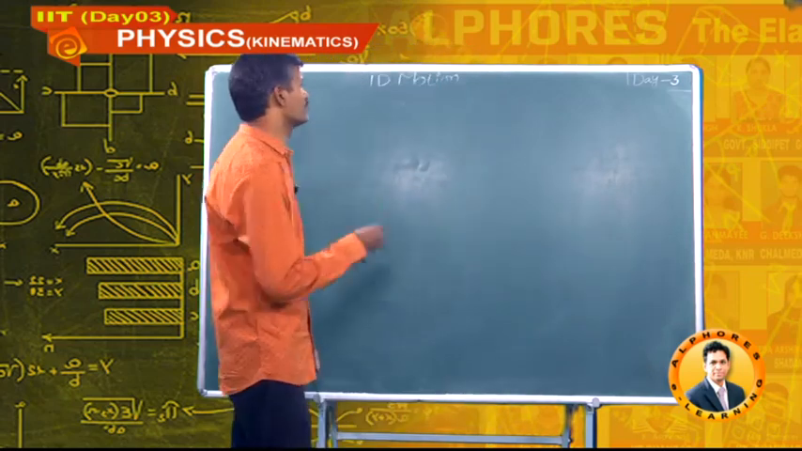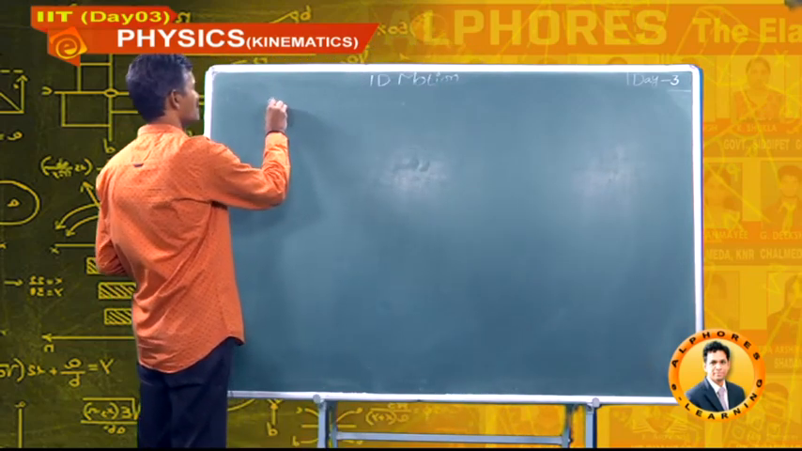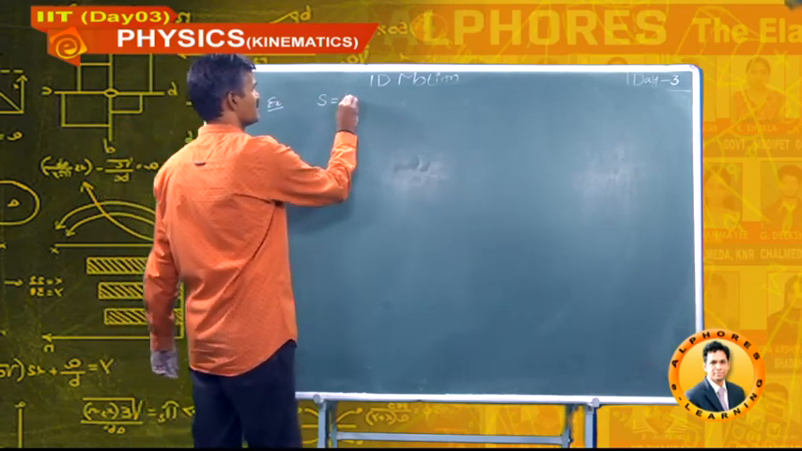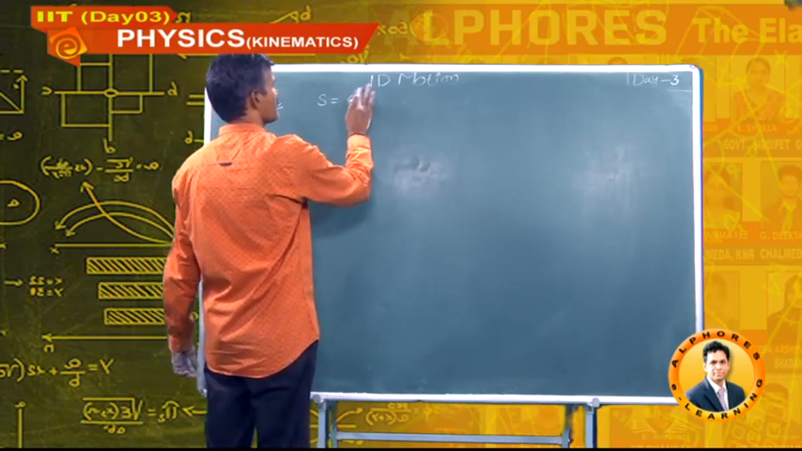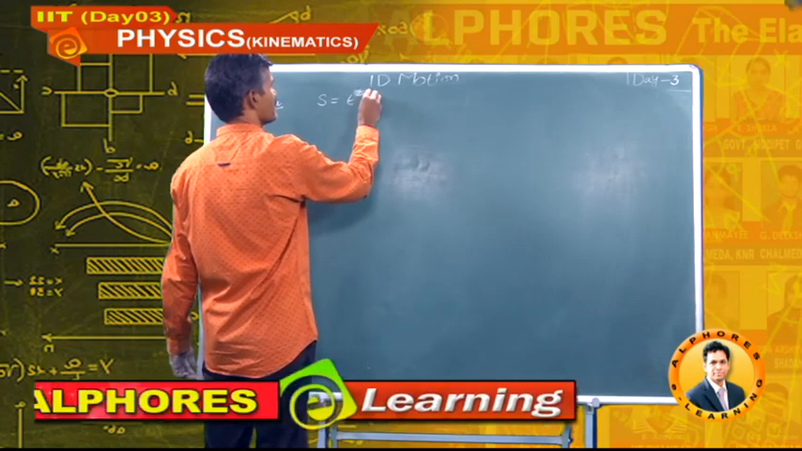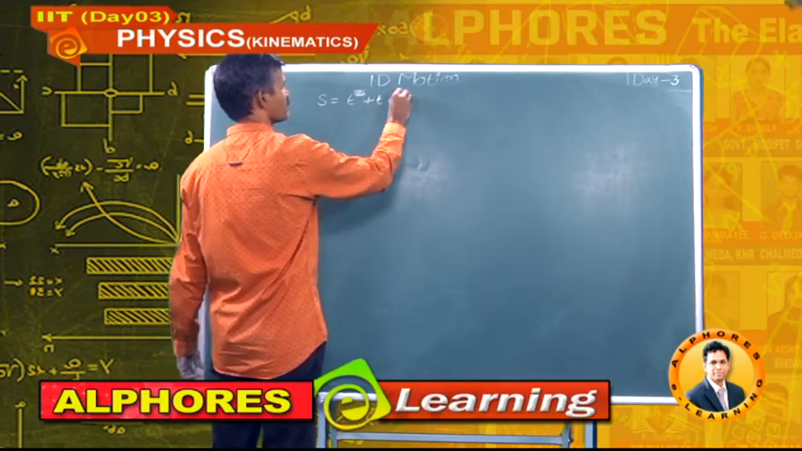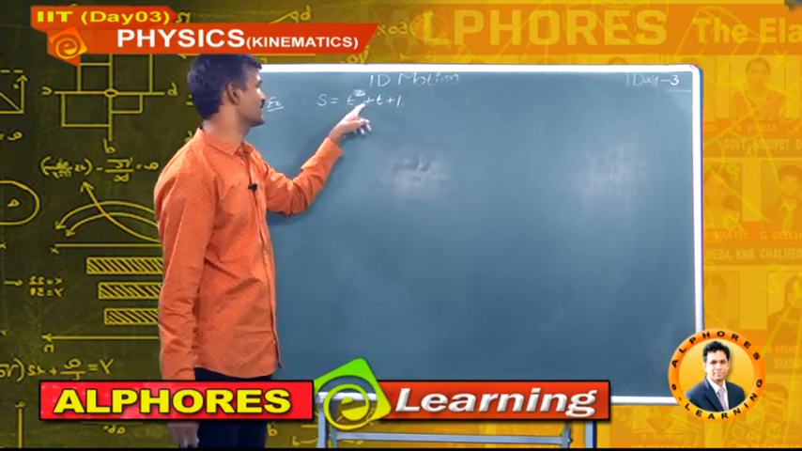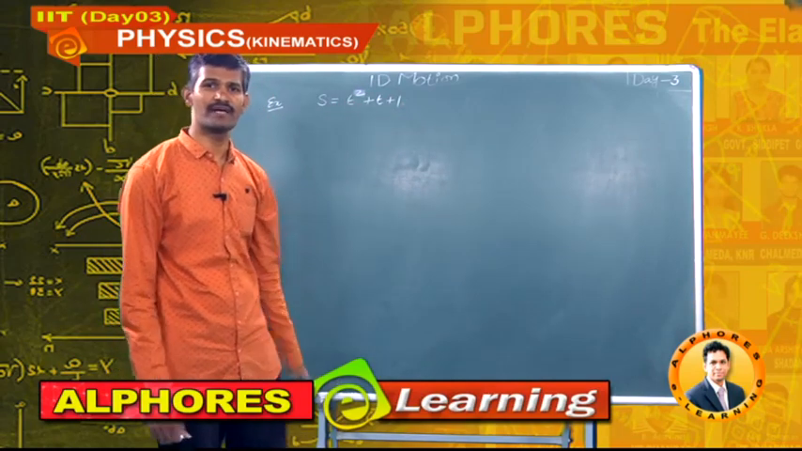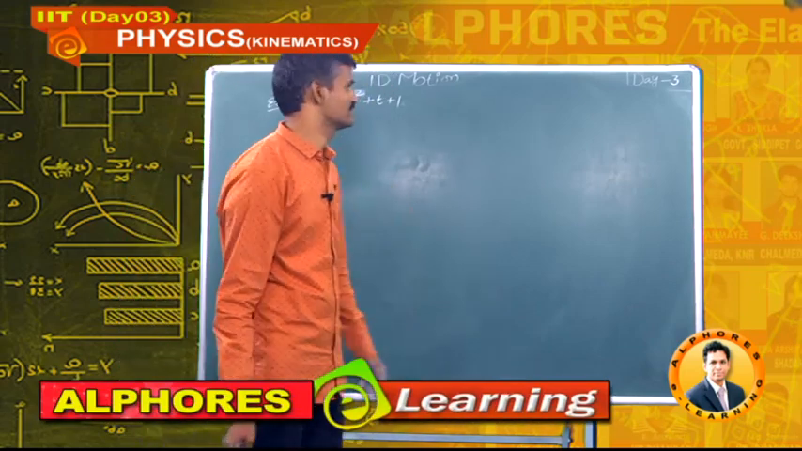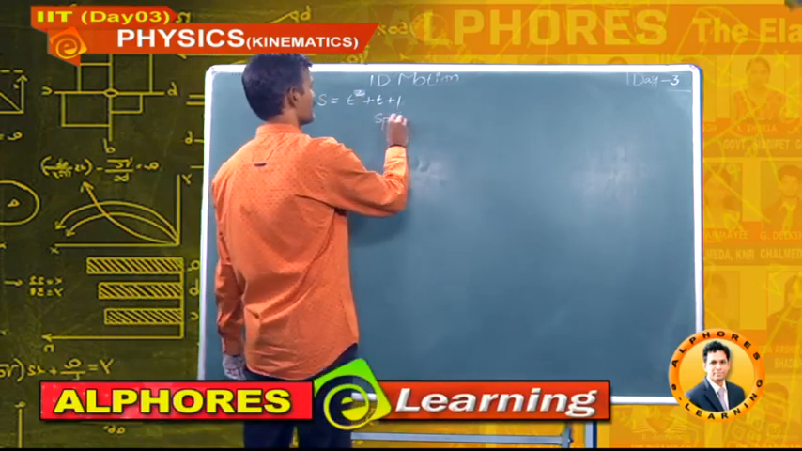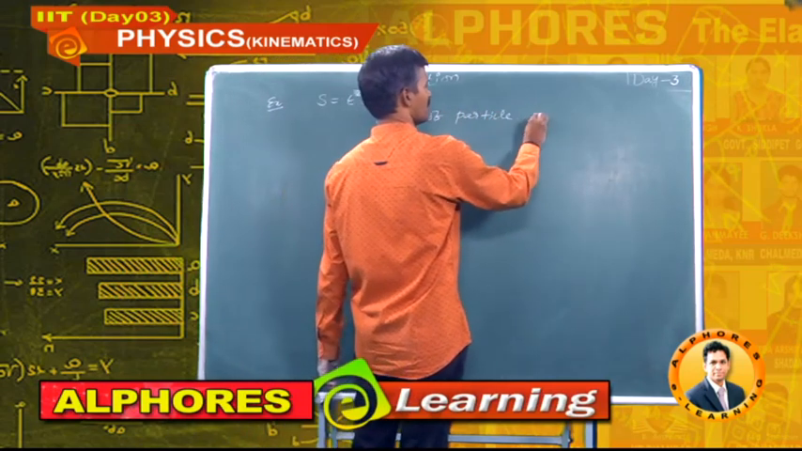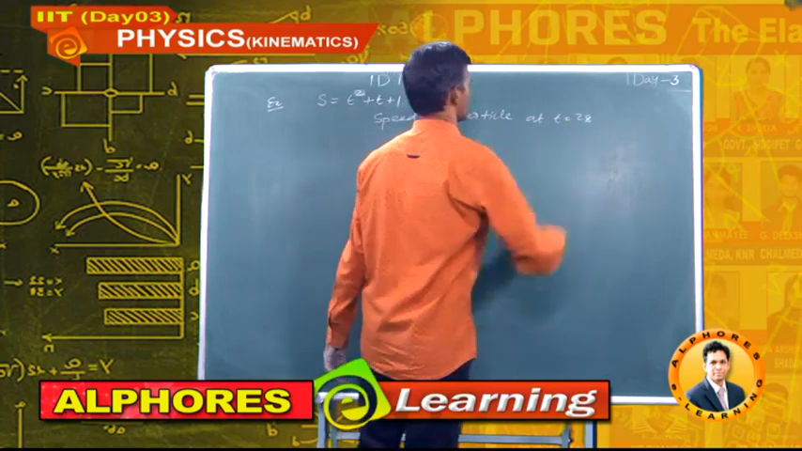Similarly, I will give you one more example, that is distance travelled by a particle obeys the equation t square plus t plus 1. Take this as example. Distance travelled by a particle is t square plus t plus 1. What is the speed of the particle at t equal to 2 seconds?